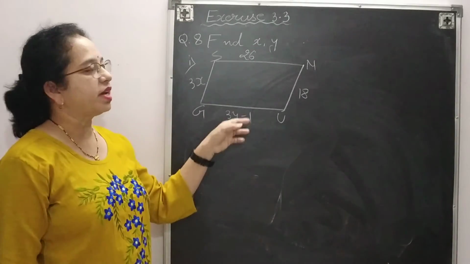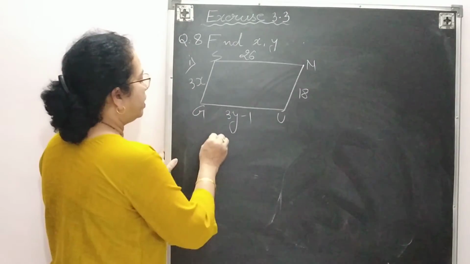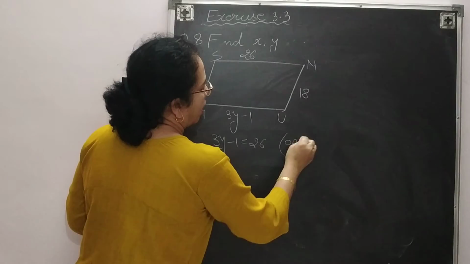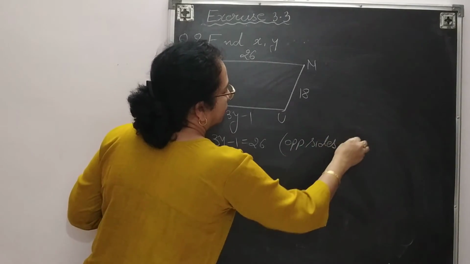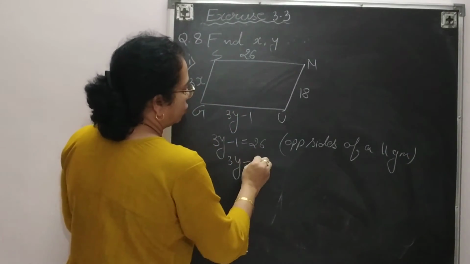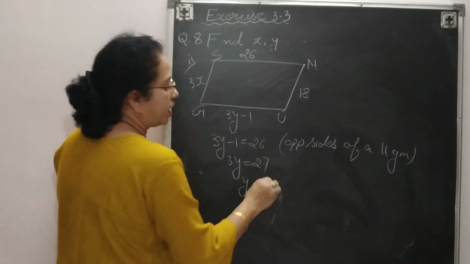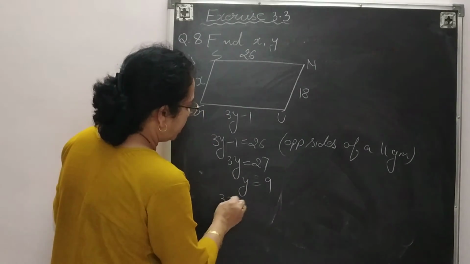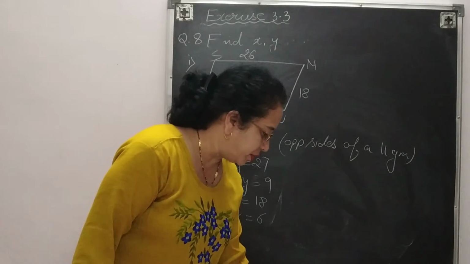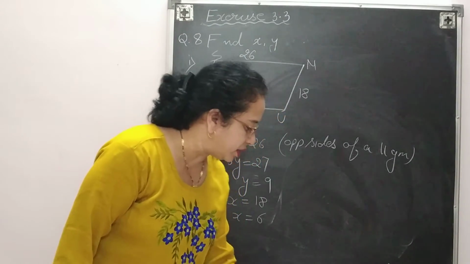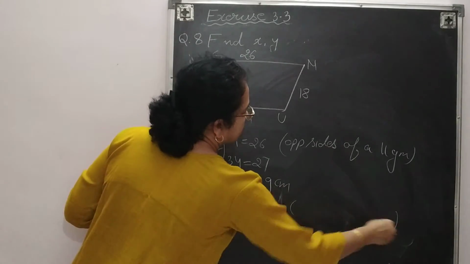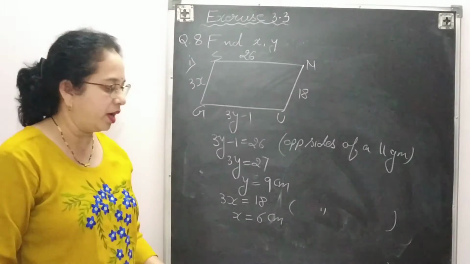We know that opposite sides of a parallelogram are equal in length. So you can say that 3y minus 1 is equal to 26. The reason will be opposite sides of a parallelogram. So 3y is equal to 27. So y is equal to 9. Same way you can do 3x is equal to 18. So x is equal to 6. I think all the measurements are in centimeter. If the unit is written here, centimeter, so writing unit is compulsory. Again here we will write down the same reason, opposite sides of a parallelogram.